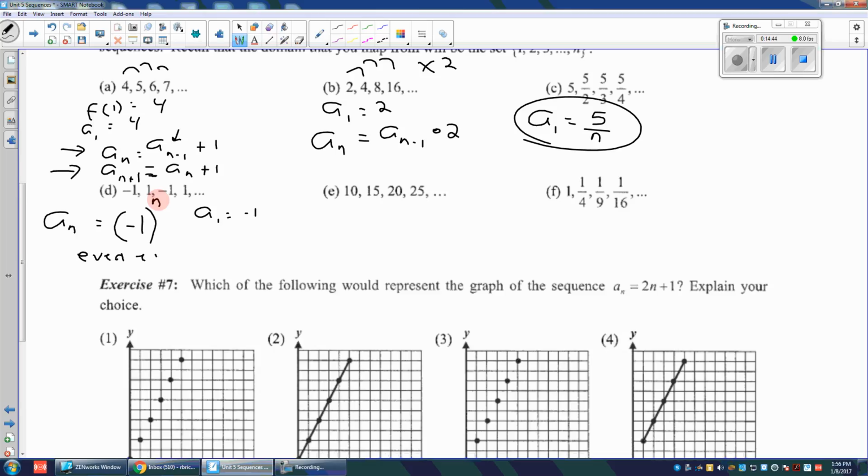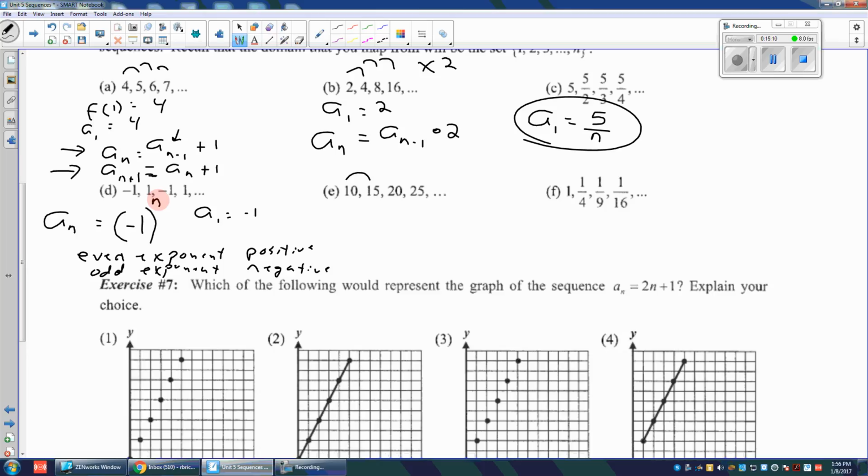And when n is odd, it's going to be a negative. Even exponent, it is positive. Odd exponent, it's negative. This is called an alternating sequence. On, off, on, off, on, off.